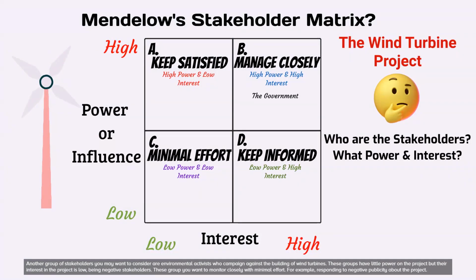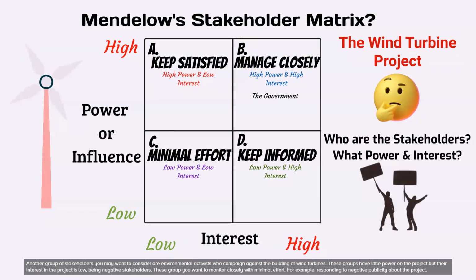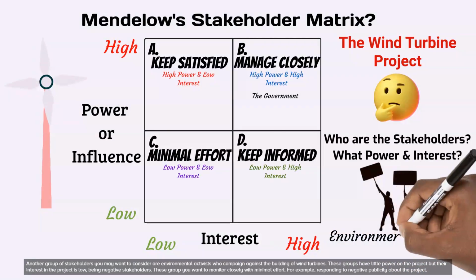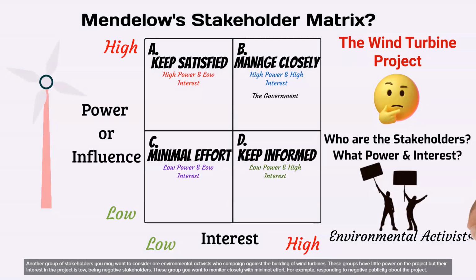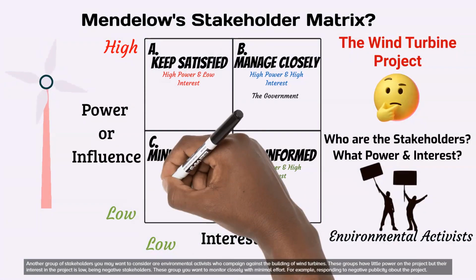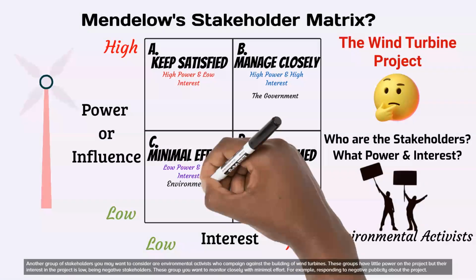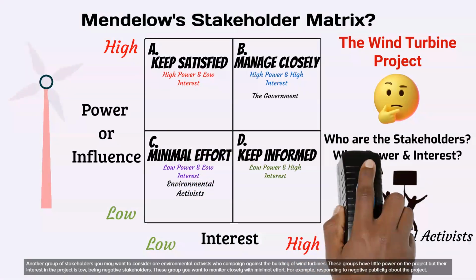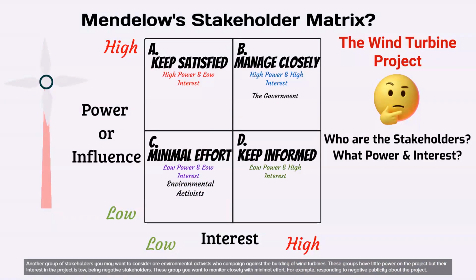Another group of stakeholders you may want to consider are environmental activists who campaign against the building of wind turbines. These groups have little power on the project and their interest in the project is low, being negative stakeholders. These groups you want to monitor closely with minimal effort, for example, responding to negative publicity about the project.